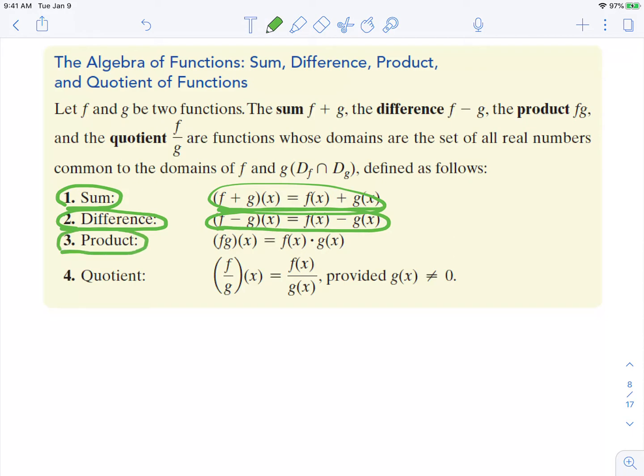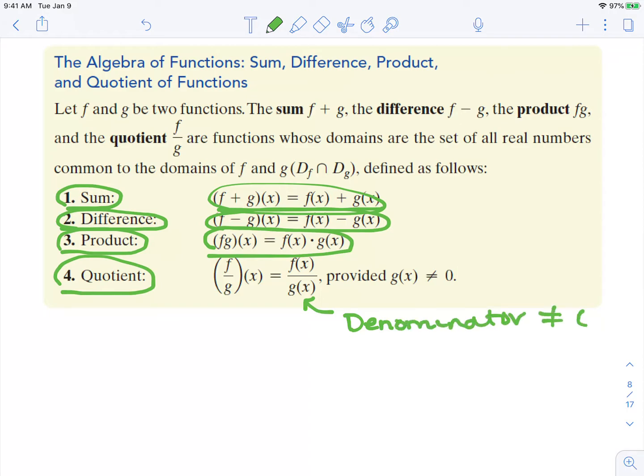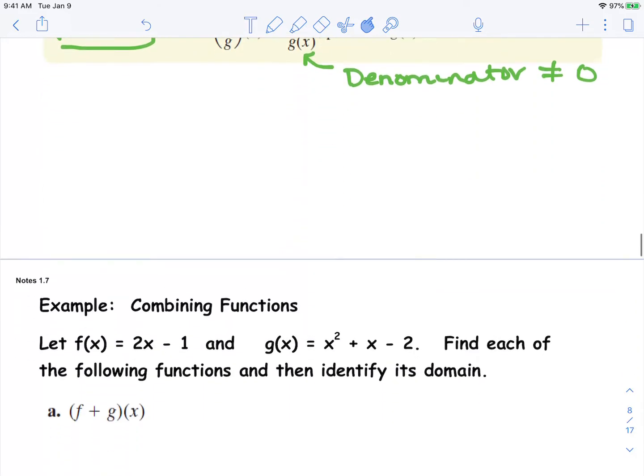Third one is multiplying two functions together. Here is your notation for multiplying two functions. And the last one is dividing. You do need to make sure that when you divide those that you do not want that denominator to equal 0. Pay attention to your domains of your functions, so they're in common with both.